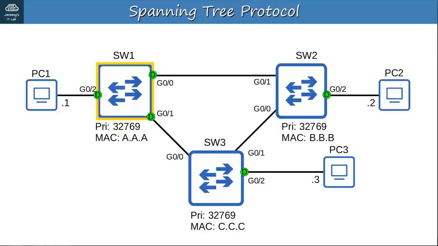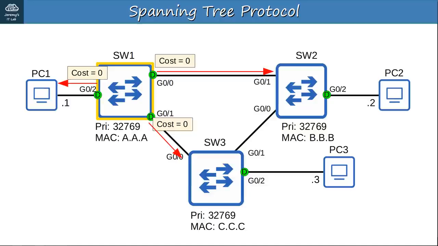So these are gigabit Ethernet ports, so they all have a cost of 4. The root cost is the total cost of the outgoing interfaces along the path to the root bridge. Switch 1 is the root bridge, so it has a cost of 0 on all interfaces. They are gigabit Ethernet interfaces, but you don't count the cost of the receiving interface, just the sending, the outgoing interface. So, switch 1 advertises its root cost of 0 in its BPDUs.